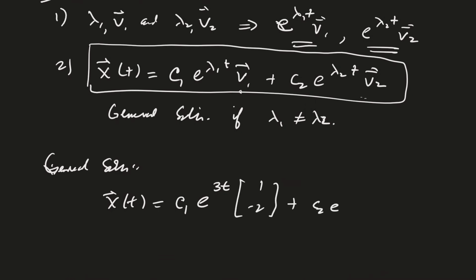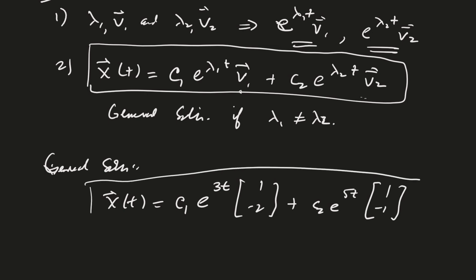plus c2 e to the 5t times 1, negative 1. Okay, there it is. That is our general solution to our differential equation. Very good.